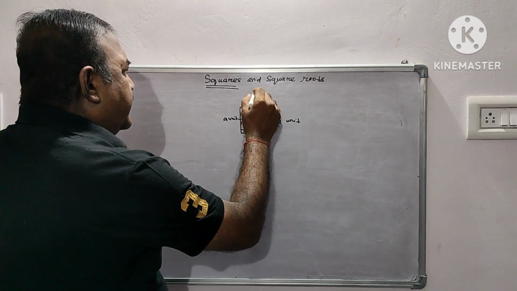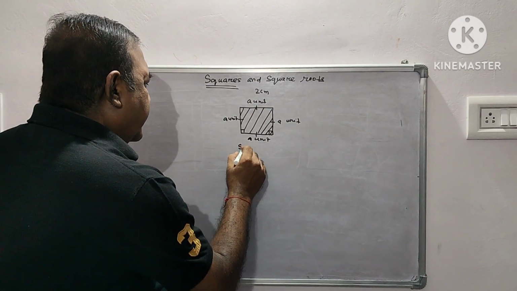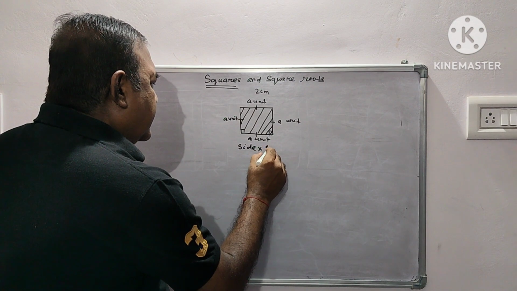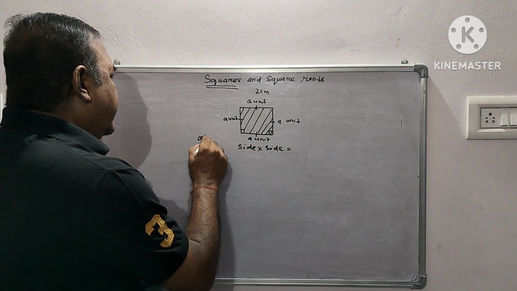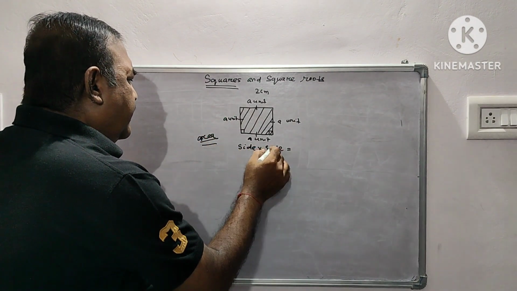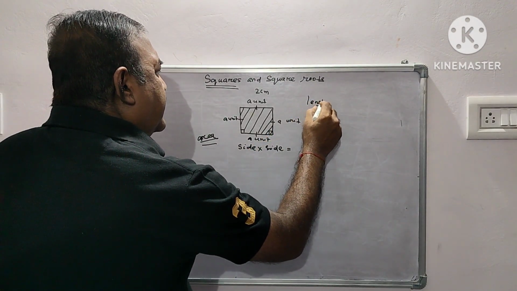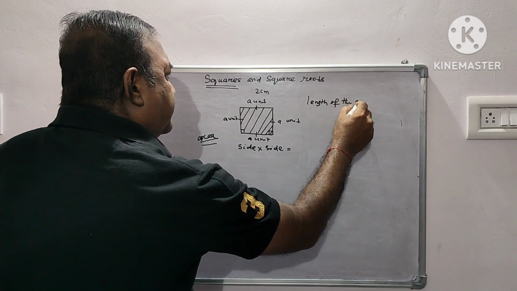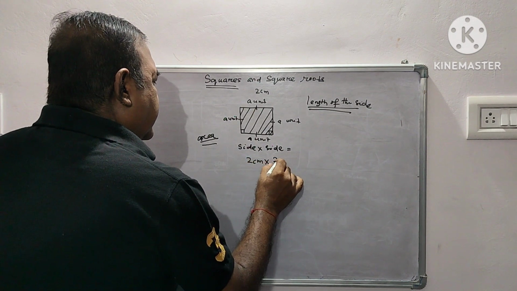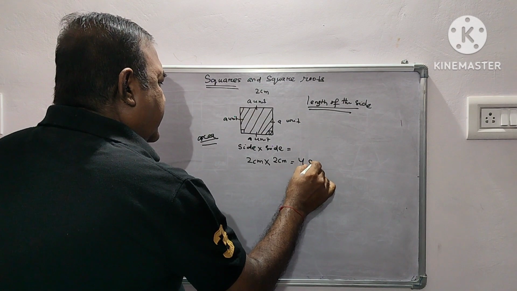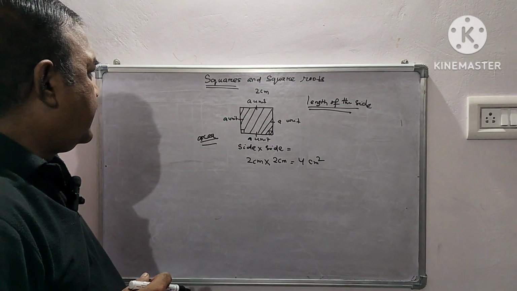Suppose it is 2 centimeter. Each side is of equal length, so the area is side into side. We have already known this. Side into side is the area, because we are determining the area. Side means the length of the side. So 2 centimeter into 2 centimeter is equal to 4 square centimeter, or 4 centimeter square, whatever you call it. So it is the area.